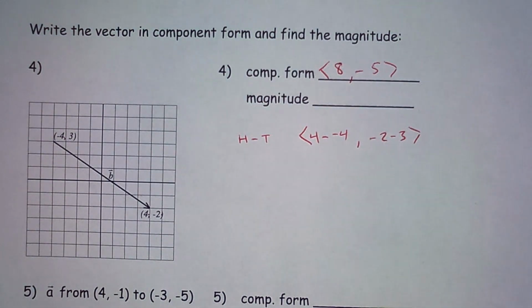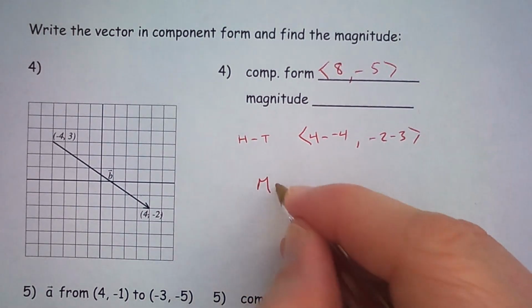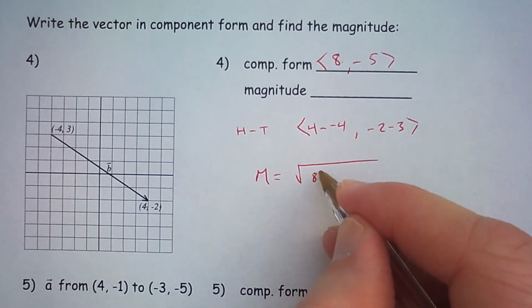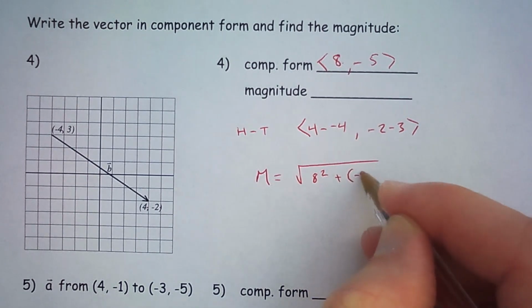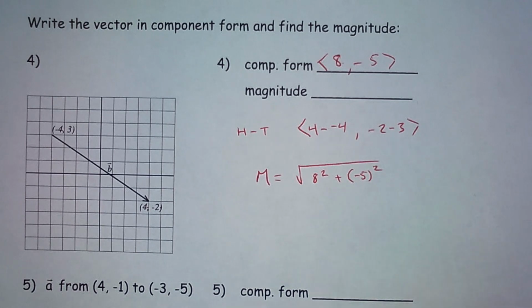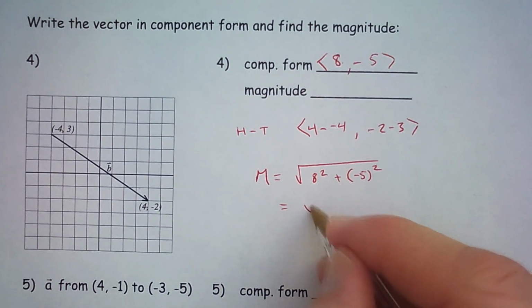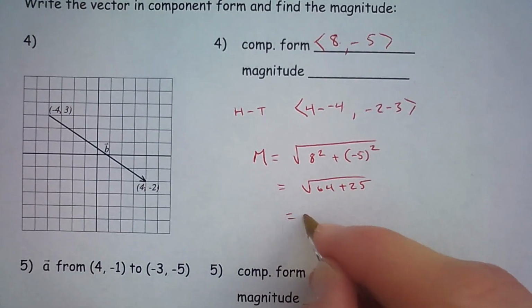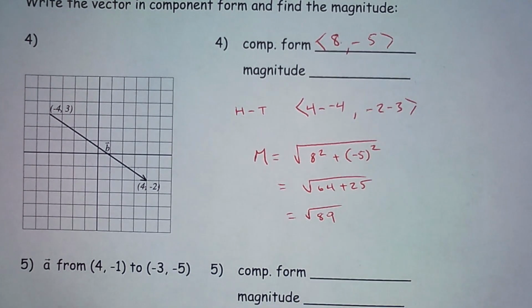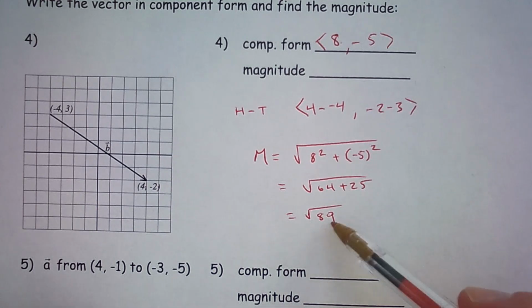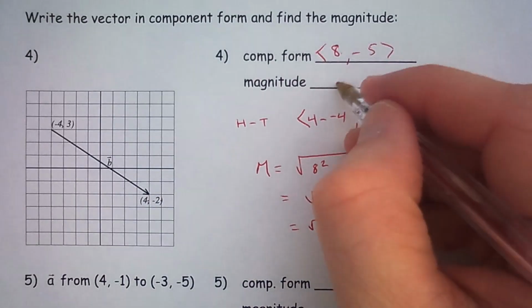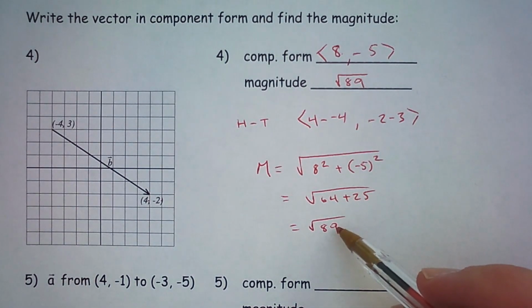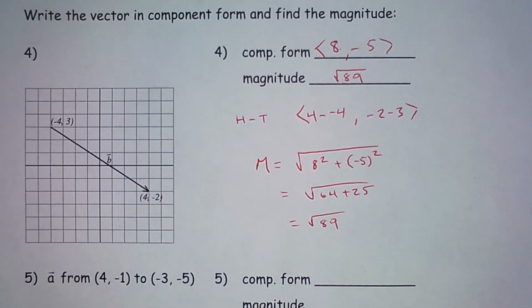So there it is in component form. Okay, next find the magnitude. The magnitude is the square root of the x component squared plus the y component squared. So that is the square root of 64 plus 25, which is the square root of 89. Okay, now there are no square numbers that go into 89, so I will leave it just like that, the square root of 89. If this radical can be simplified, then we should do so.